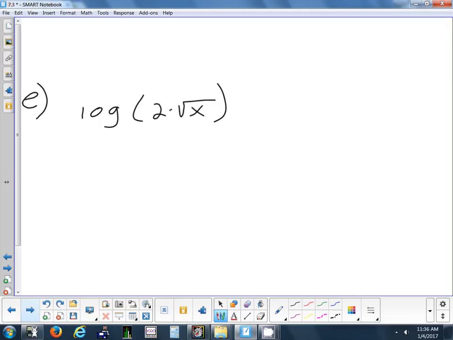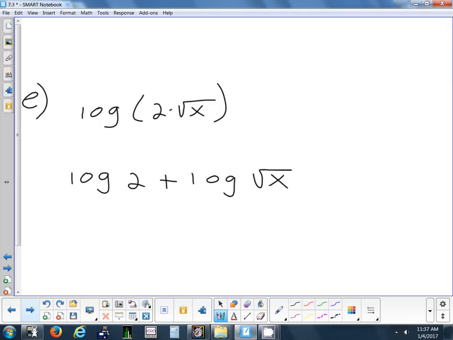What's going to be the base on each log, Dan? 10. I didn't write a base, so we're assuming it's base 10. Log base 10, which if you write it, that's fine, but you don't have to, of 2 plus log base 10 of square root x.